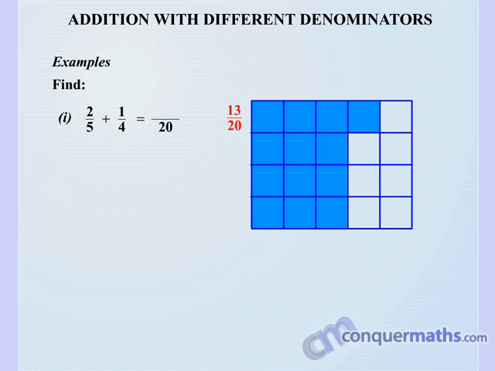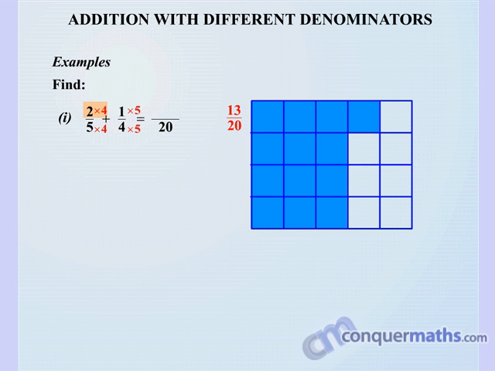What about if we don't want to draw a diagram, which of course we don't in most cases? What we need to do is look at the 5. How have we changed that to 20? Right, to change the 5 to a 20, we multiply by 4. So what we do to the bottom, we do to the top. Now moving on, what about that 4? How have we changed that to 20? Well, to do that, we multiply by 5. So do the same to the top as well.